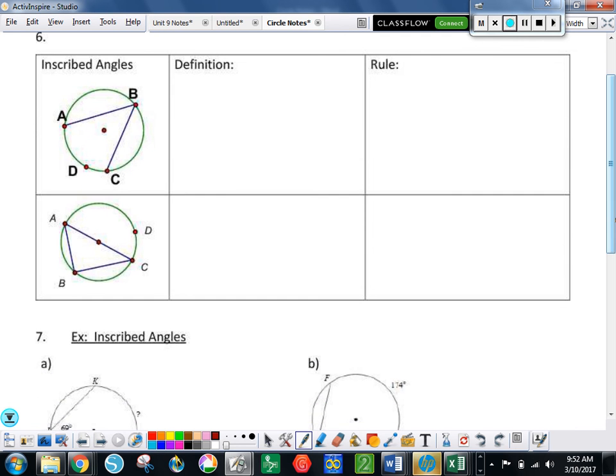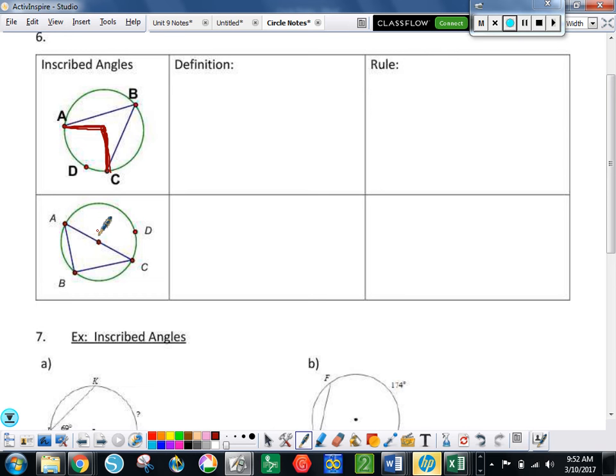Okay, now we're going to talk about inscribed angles. Remember this one right here? What was this called? What kind of angle was that called? This angle itself. Look back at the angle and look this up. That's called a central angle.